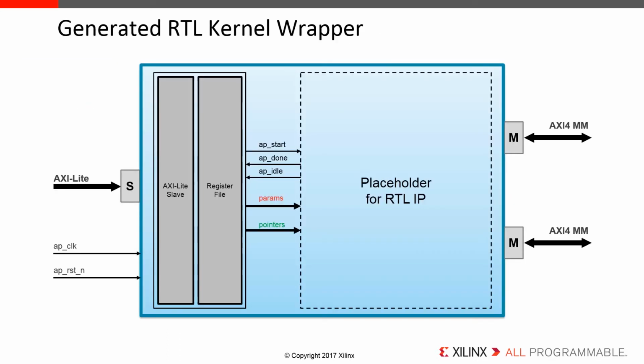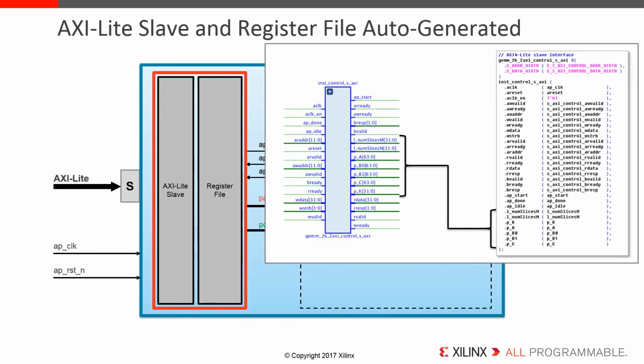The RTL Kernel Wizard generates a top-level wrapper that meets the interface requirements of the RTL kernel. As shown in the diagram, the wrapper includes an AXI-Lite slave module and a register file. This is where you will instantiate your RTL IP. The top-level RTL instantiates an AXI-Lite control module, which is generated by the RTL Kernel Wizard. This includes custom AXI-Lite logic and register file that is automatically generated for you based on the information provided in the Kernel Wizard.